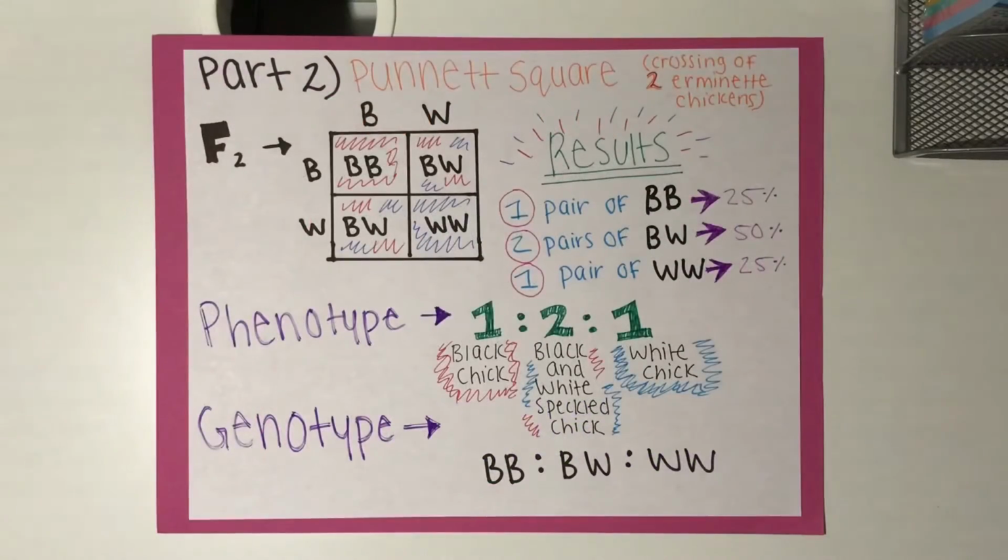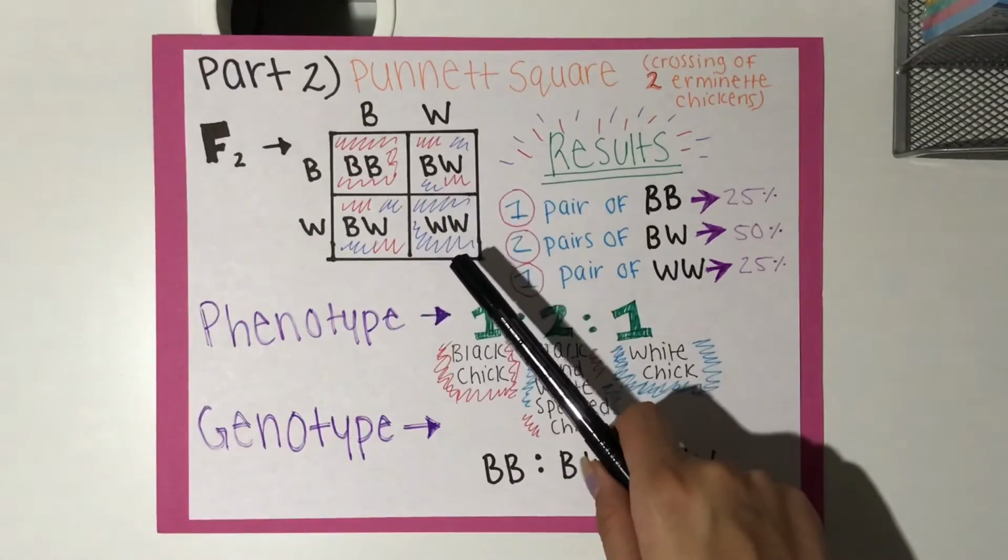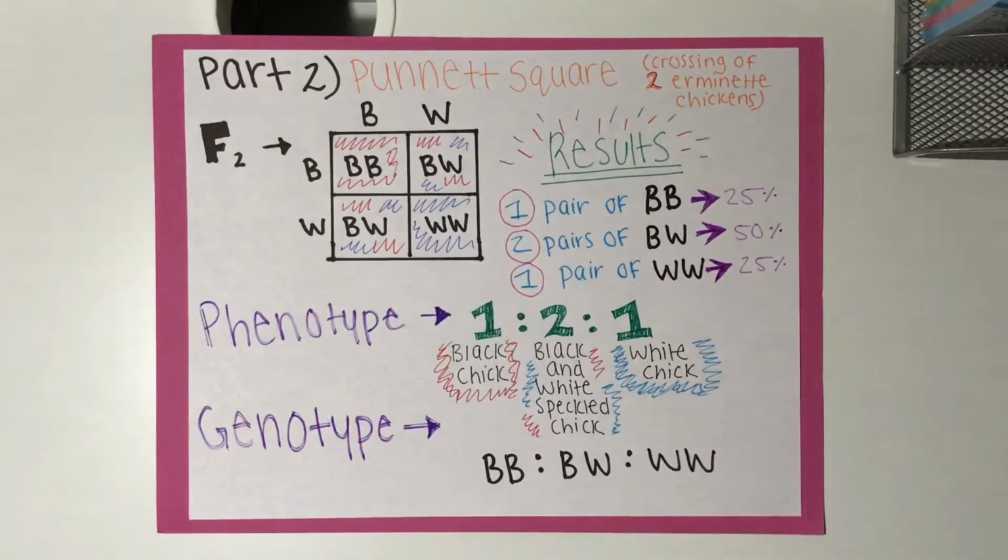So to begin solving the next part of the problem, there were a series of steps I needed to follow. I started by placing the 2 heterozygote BW erminate chickens on both sides of the Punnett square, and this resulted in 1 pair of BB, 2 pairs of BW, and 1 pair of WW. The phenotype ratio of this generation is 1 to 2 to 1 of black chick, black and white speckled chick, and white chick. The genotype ratio would also be 1 to 2 to 1 of BB, BW, and WW.